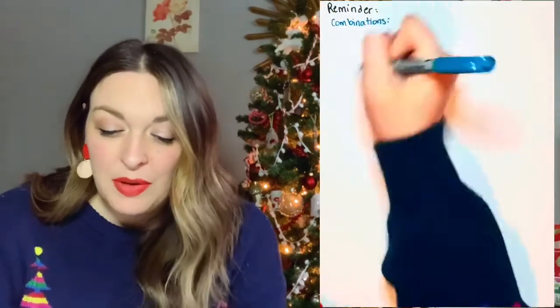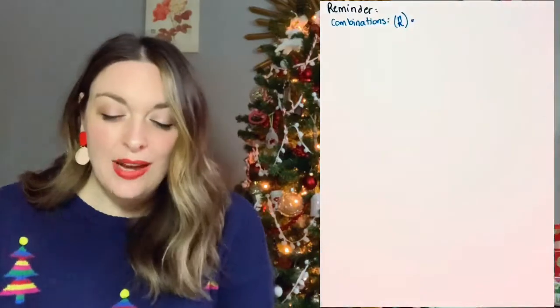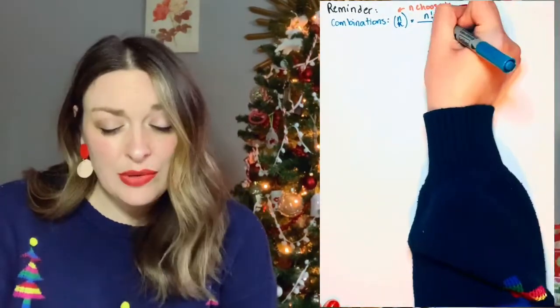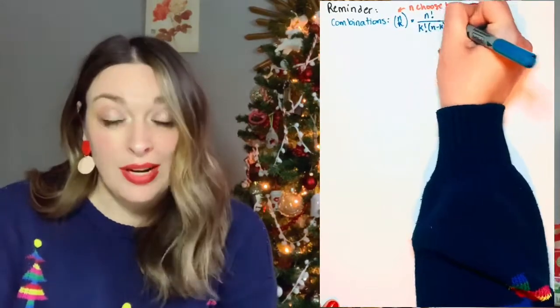Before I do that, I just want to remind you a little bit about combinations. I did a few videos on that eons ago. Please go look for them. But a combination is something where we say this n over k in the brackets, and that's pronounced n choose k. And what that is equal to is n factorial over k factorial times n minus k factorial.